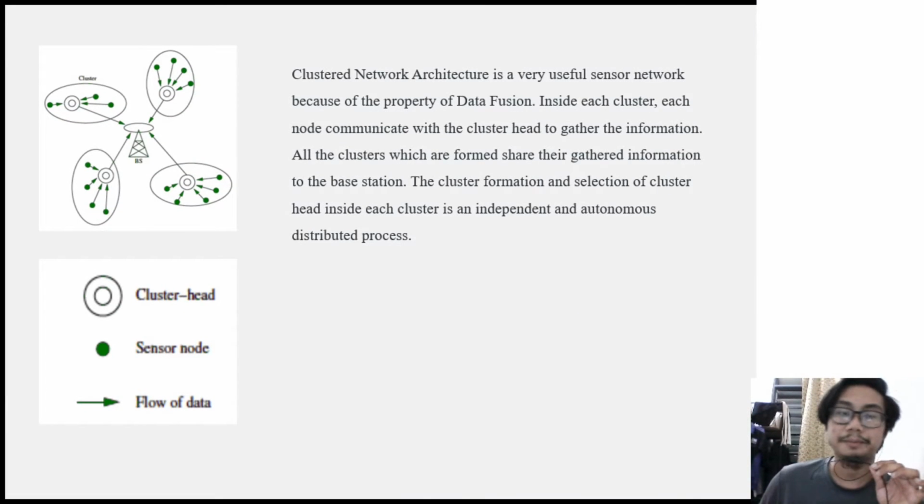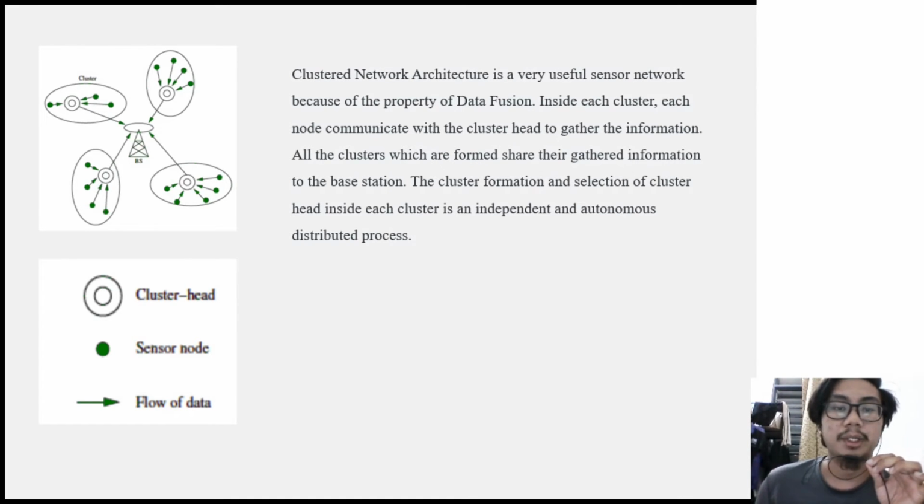Okay, this is the figure for the cluster network. We can see the big round one is the cluster head, the small round one is the sensor node, and the last one is the flow of data. So cluster network architecture is a very useful sensor network because of the property of data fusion.